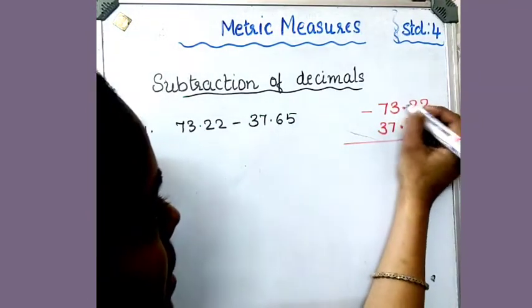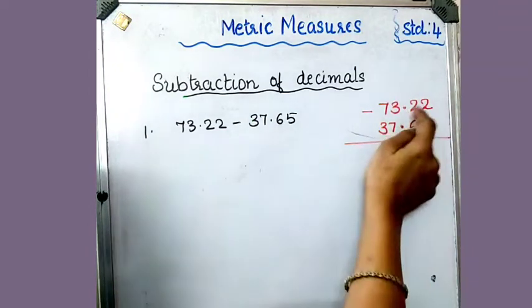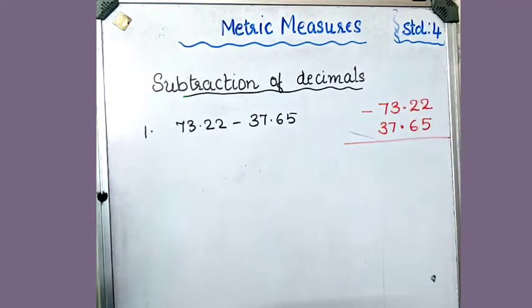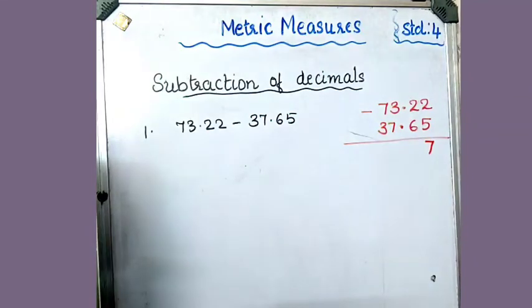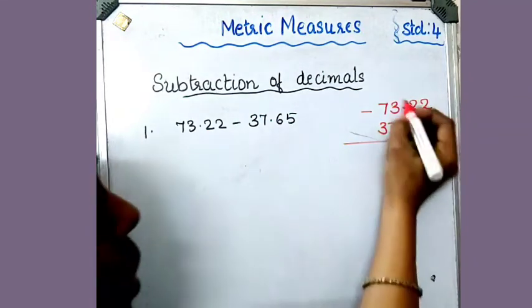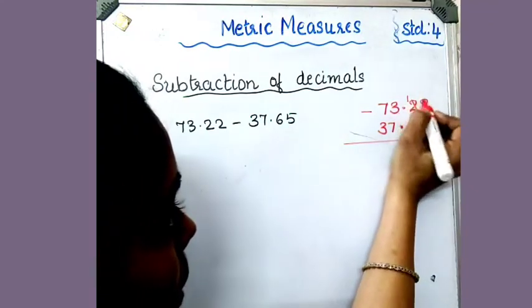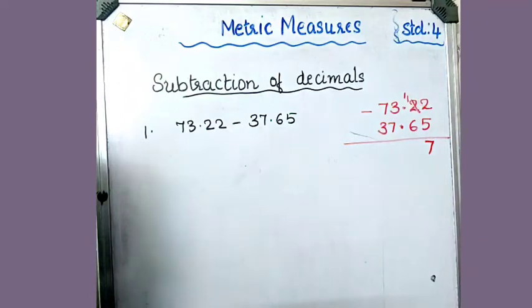This is the decimal point. Can we subtract 5 from 2? No. So we have to regroup this 2 as 1 tens and 12 ones. 12 minus 5, we get 7. Write down 7. Then 1, can we subtract 6 from 1? No. Regroup this 3. This becomes 11. 11 minus 6, 5.